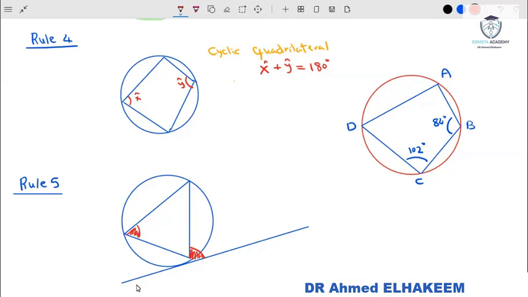Why? Because this angle is between this tangent to a circle and one of the chords. Take care to recognize it this way. Between tangent and chord, this chord is opposite to some angle. So this angle is equal to that angle.